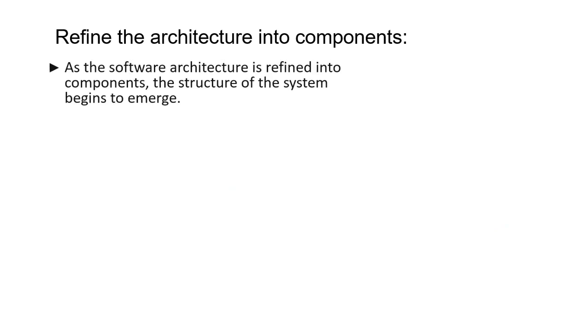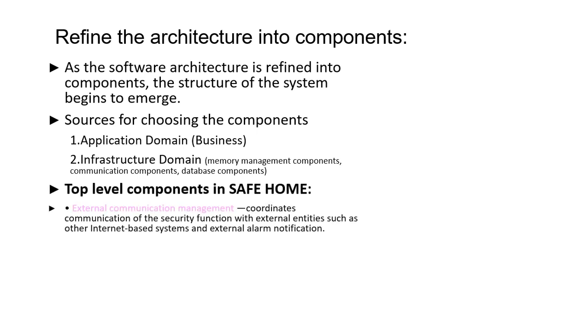We will now see how to refine the architecture into components. The sources for choosing the components are the application domain, that is the business domain, and the infrastructure domain. Application domain means how it should look for a client. Infrastructure domain is for the internal implementation of the program, the coding or design. Examples are the memory management component, the communication component, and the database components.